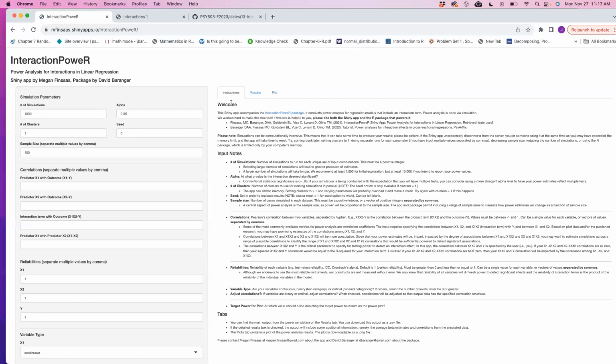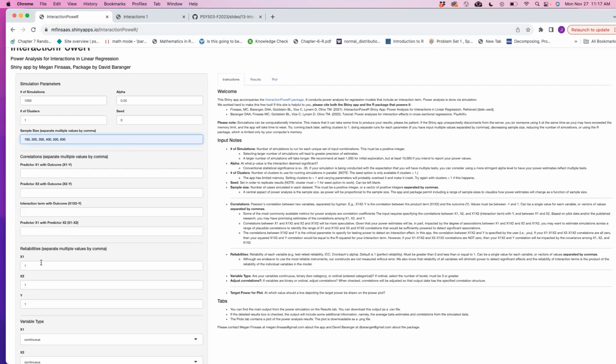But yeah, it has some instructions about each of the different arguments here, right? You input the number of simulations, the alpha level, the number of clusters you don't need to worry about, and also the seed, put in whatever seed you'd like. What you can do is a power curve type of thing here, where you can input, separated by commas, the sample size. So we can input our correlations from our actual data set. I'm just going to input whatever here, right? So let's say that we looked at our data and calculated all of our correlations.